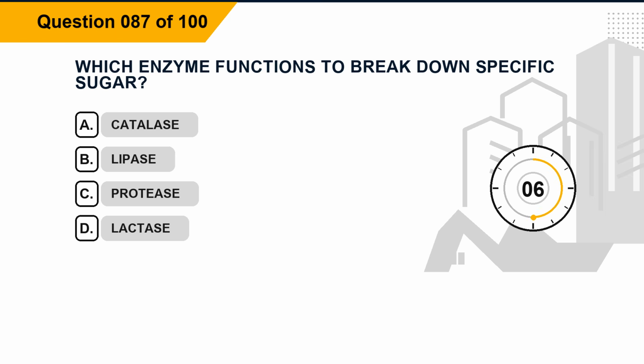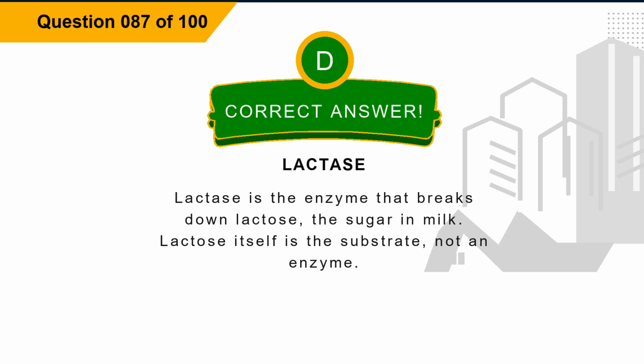Option A, catalase. Option B, lipase. Option C, protease. Option D, lactase. The correct answer is option D, lactase. Explanation. Lactase is the enzyme that breaks down lactose, the sugar in milk. Lactose itself is the substrate, not an enzyme.